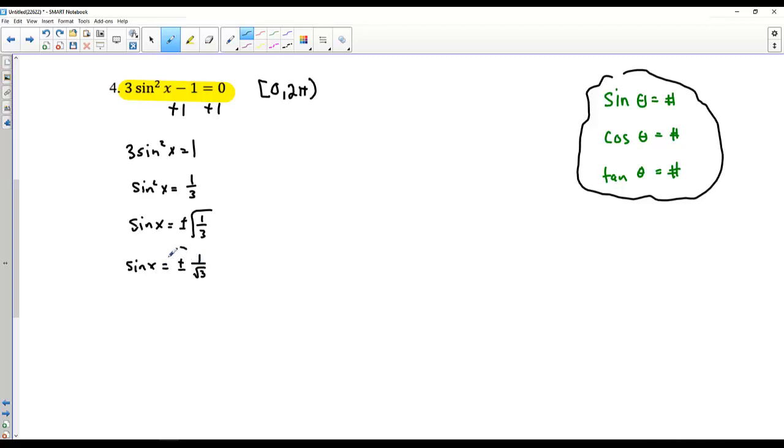But what happens is from this one equation, we get 2 equations. So we have the sine of x equal to positive 1/√3. And then we also have the sine of x equal to negative 1/√3.